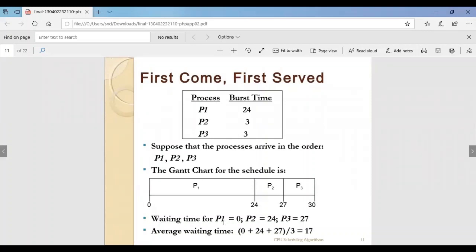1.5 marks are for calculating the waiting time, and 1.5 marks are for calculating the turnaround time. Waiting time and turnaround time. So this problem comes for 4 marks. Okay.